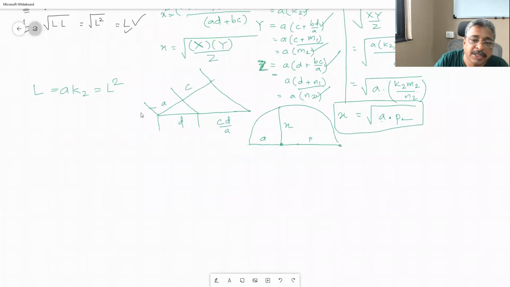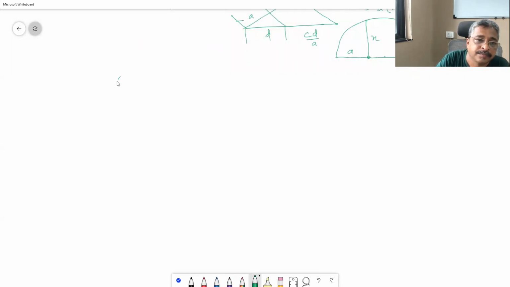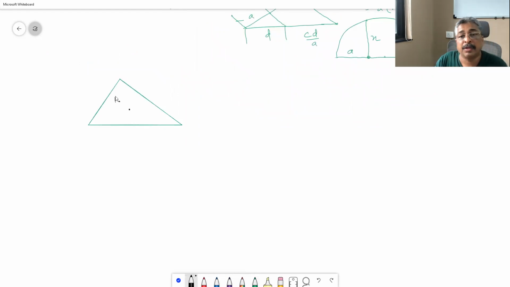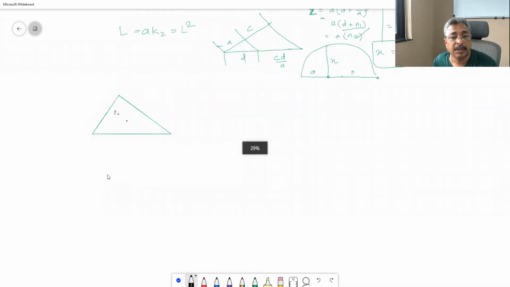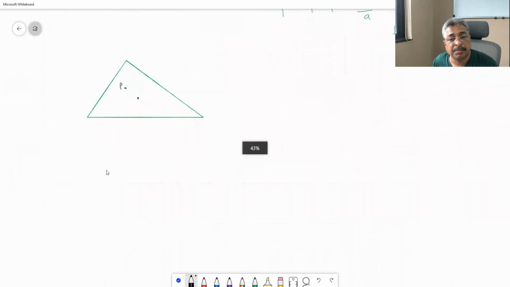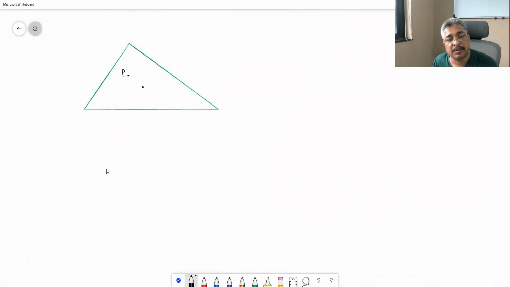In triangle ABC, there is a point P somewhere. So I have to keep it away from the center. This is my centroid G. So let me keep the point P away from centroid. I think my percentage is less. Let me increase it to 56%.